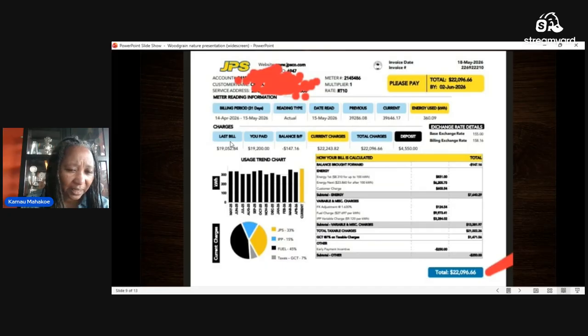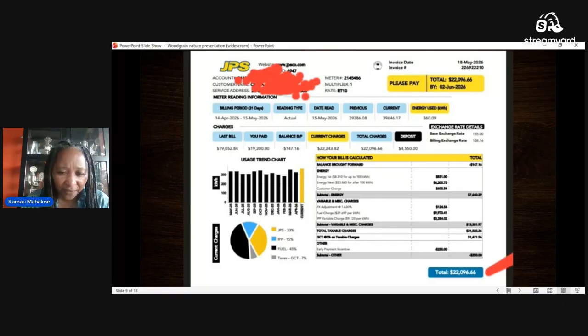Now, last bill, in this case, it was $19,052.84. That's what you were charged last month. So last bill $19,052.84, and the person paid 19,200, so they just rounded it off. They paid a little extra on the bill, so there's a balance here, right? You paid extra, which is good. You have no arrears on the bill. It left a balance now that JPS owes the person.